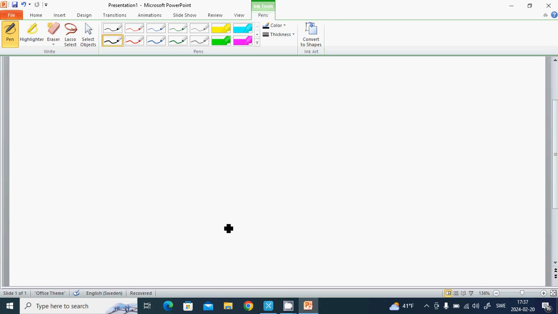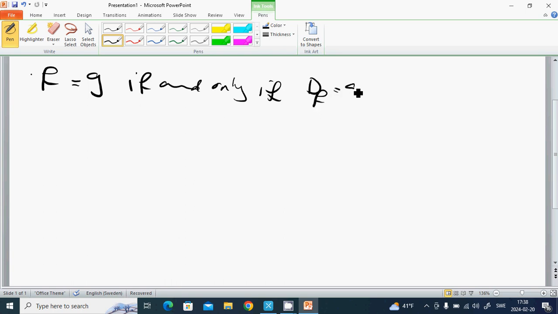Two functions f and g are equal if and only if Df equals Dg and f of x equals g of x for each x in Df or Dg.